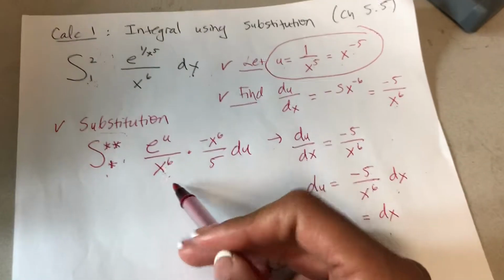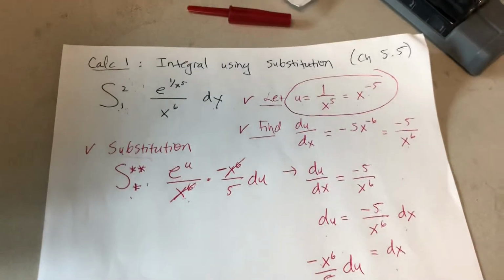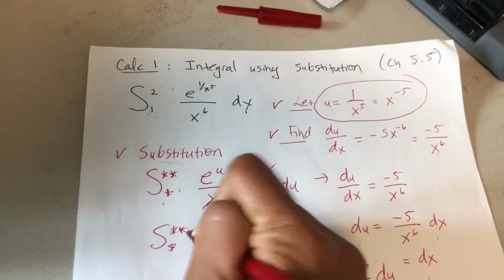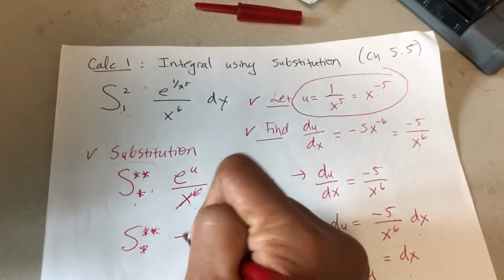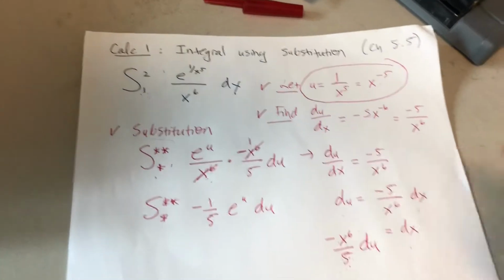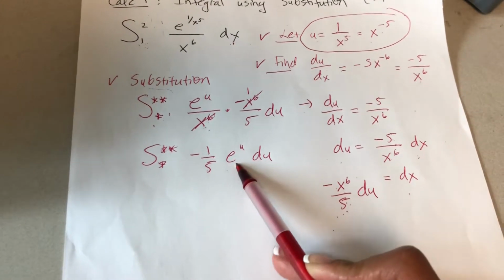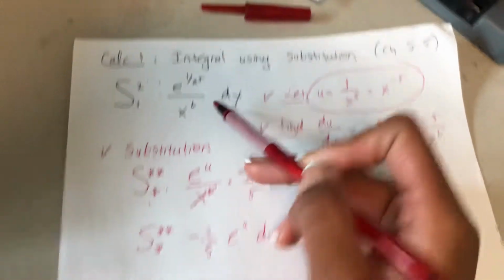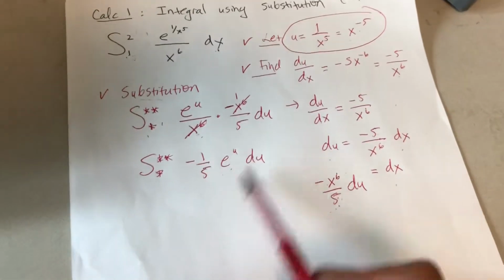And notice what happens when you do this. The x to the 6th will cancel out. So you're left with a negative here, so it'll just be a negative 1. Now I'm left with the integral of, I'm just going to pull this negative 1/5 to the front, negative 1/5 e to the u du. So everything is in terms of u now, and finding the antiderivative of e to the u is a lot simpler than finding the antiderivative of this ugly thing. That's the point of u substitution. You're making something that's ugly into something a lot prettier.